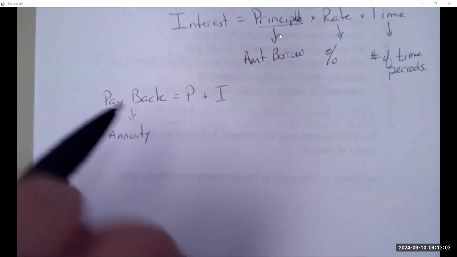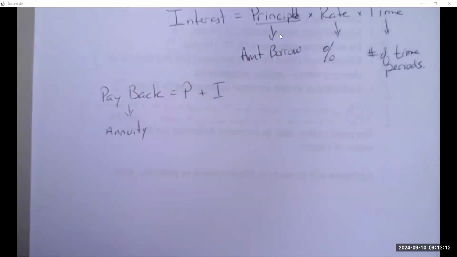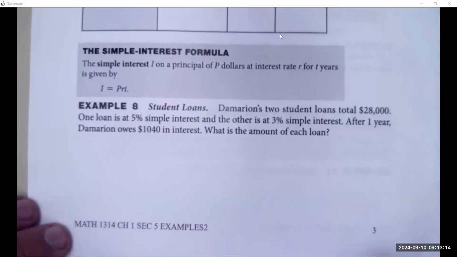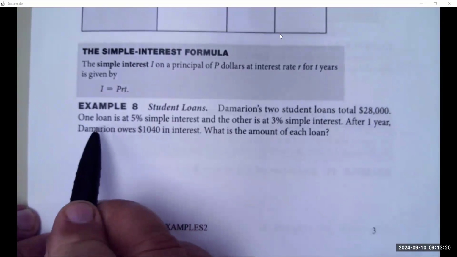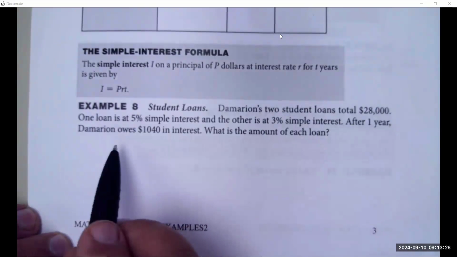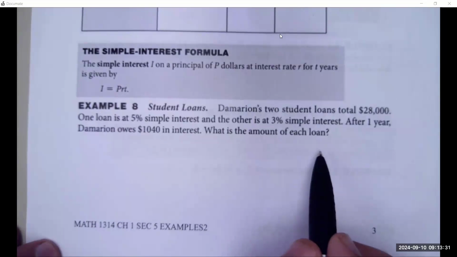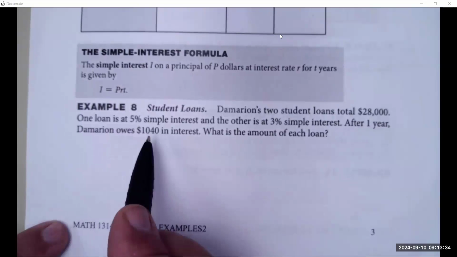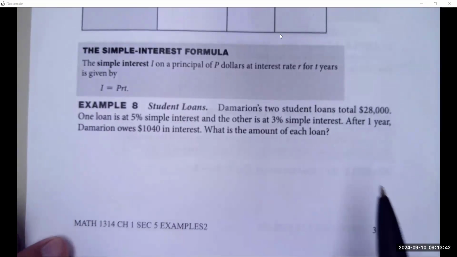So let's look at this example. Student loans. The Marion's two student loans total 28,000. One loan at 5% simple interest and the other at 3% simple interest. After 1 year, he owes 1,040 in interest. What's the amount of each loan? Okay, I think they use 1040 because that's the same name of your tax form that you fill out, the 1040. But, so let's see how we do this.